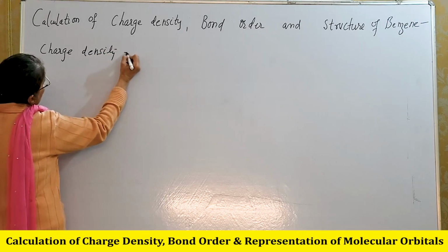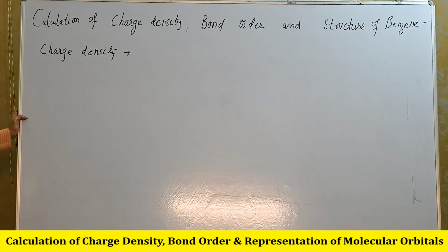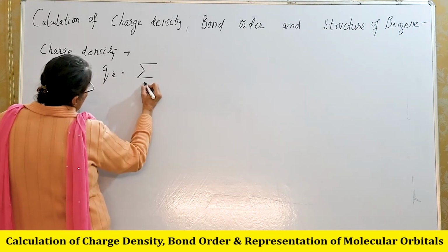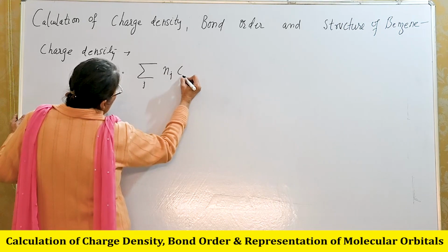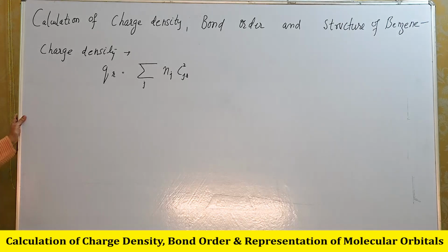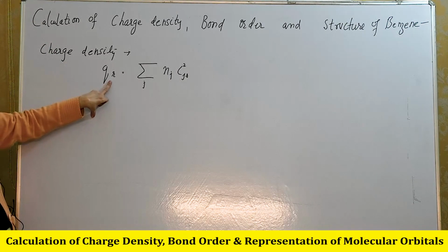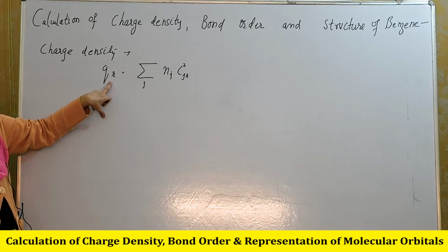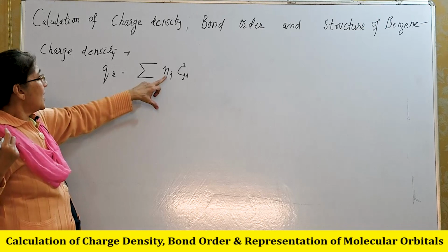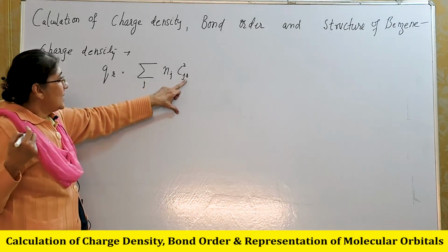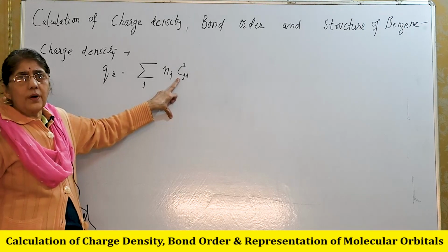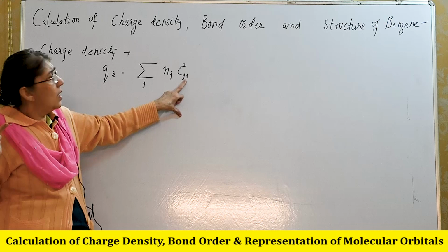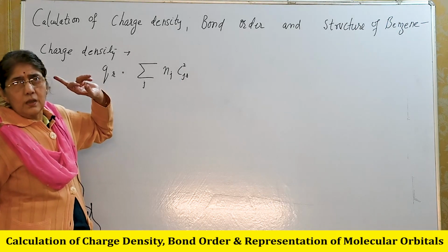As earlier I have told you, for calculating charge density there is one formula: Q_r is equal to the summation over j of N_j C_jr squared, where Q_r is the contribution of atomic orbital on the rth carbon atom to the jth molecular orbital, N_j is the number of electrons, and C_jr squared is the contribution of the rth atomic orbital to the jth molecular orbital.